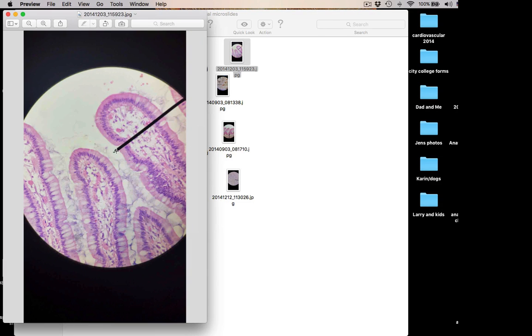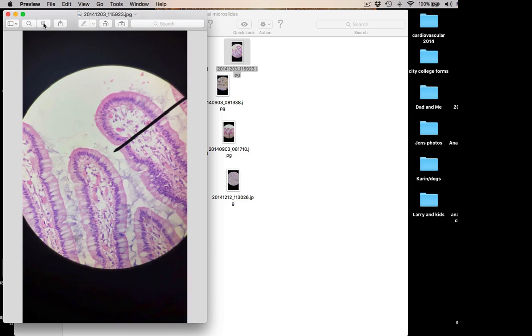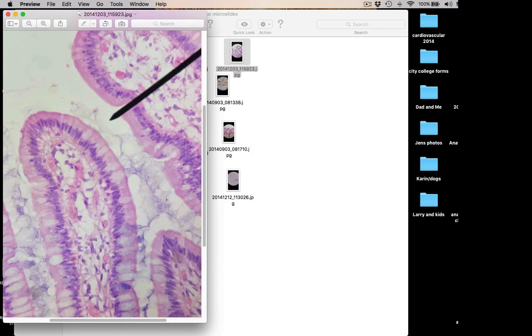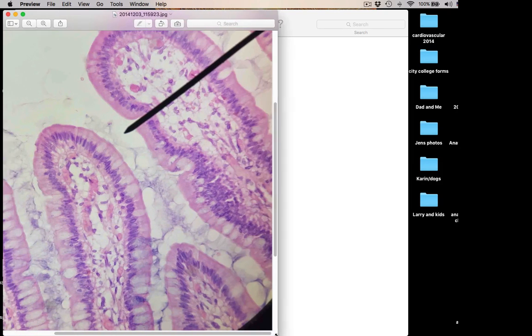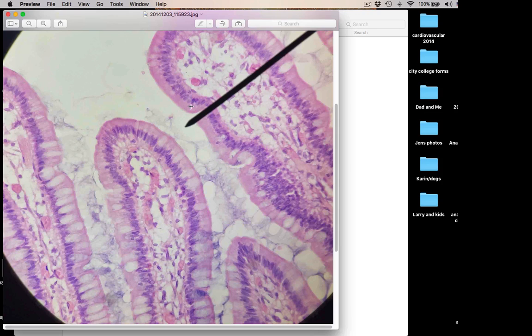So the pointer is again in the lumen. The epithelial cells always face the lumen. Let's get a little bit higher. Here we see the apical surface. The basement membrane is going to be following around here. And all this stuff in between is the connective tissue.